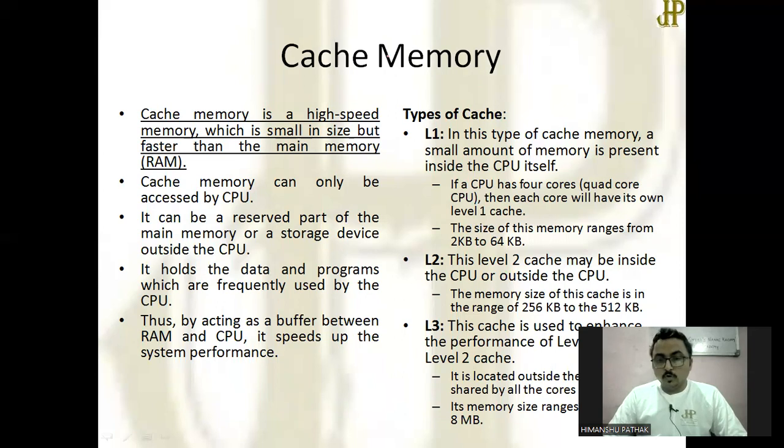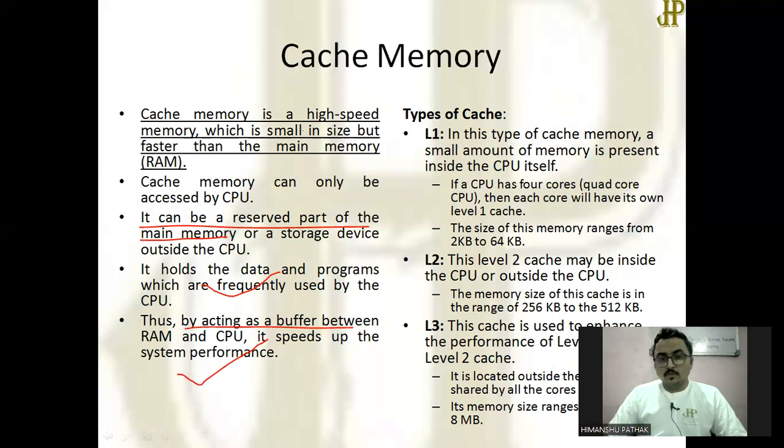It is a part of main memory, but it is dedicated to the CPU, which is directly dealt with by the CPU. Clear? That's why I have written here that it can be a reserved part of the main memory. Again, it holds the data and programs which are frequently used by the CPU. Thus, by acting as a buffer between RAM and CPU, it speeds up the system performance.